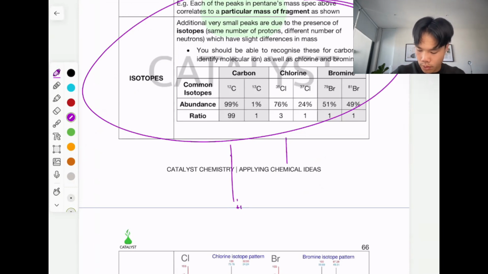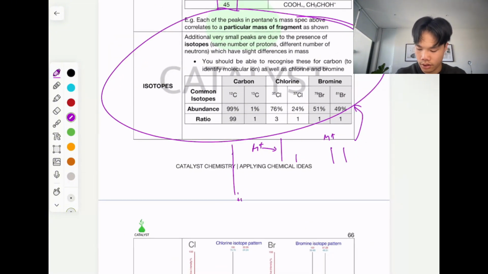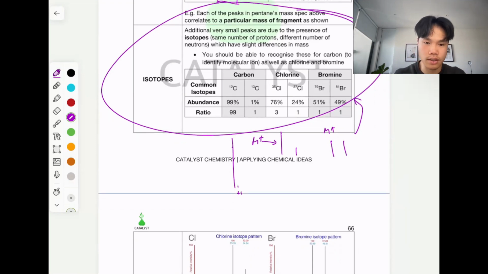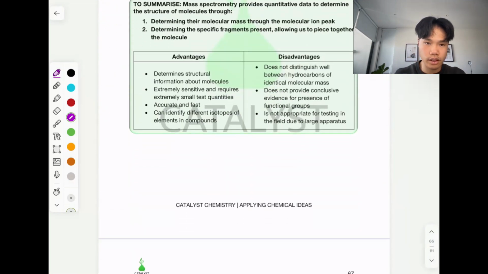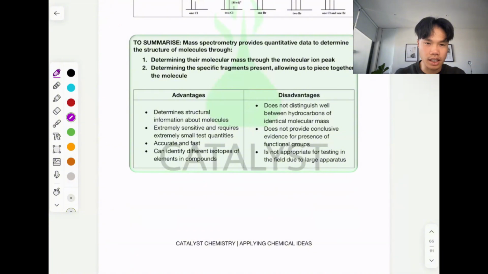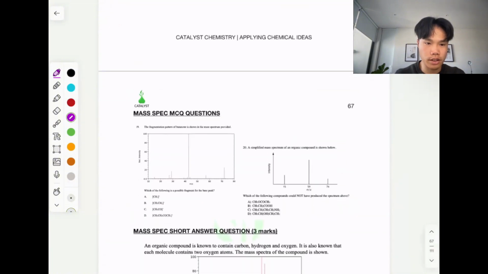Chlorine, 3-to-1 ratio, where the smaller one is a molecular ion and the top one is the isotope of chlorine 37. And then for bromine, you have 1-to-1 ratio, where the bottom one is a molecular ion and the one above is again an isotope, but this time of bromine. So these are your important cases to recognize as well. 3 important cases. Advantages, disadvantages, and that's pretty much all for mass spec.